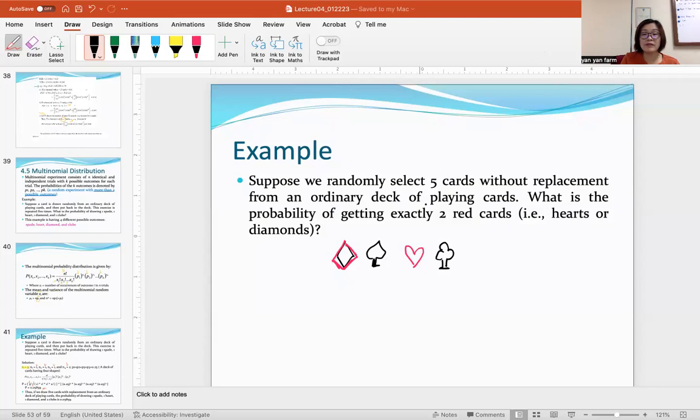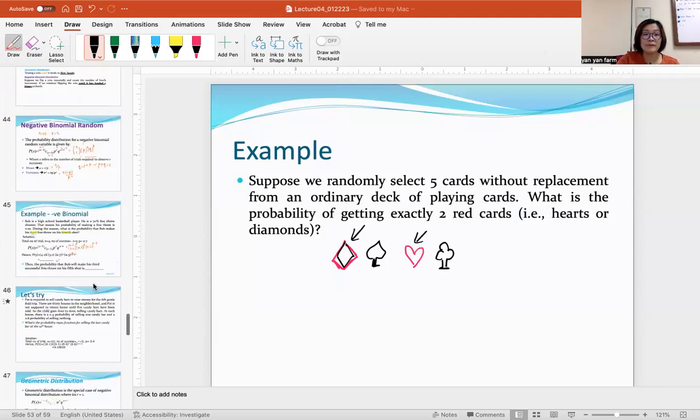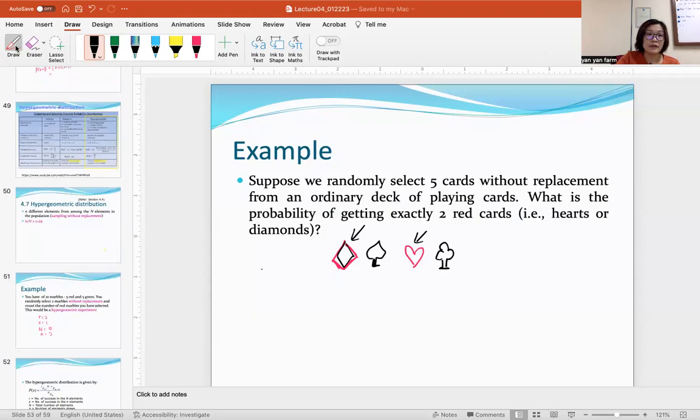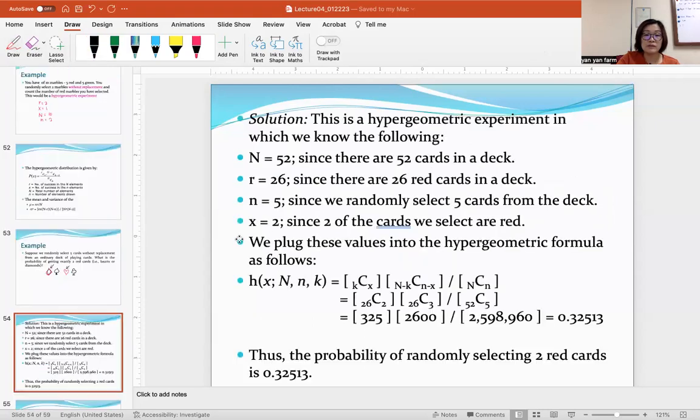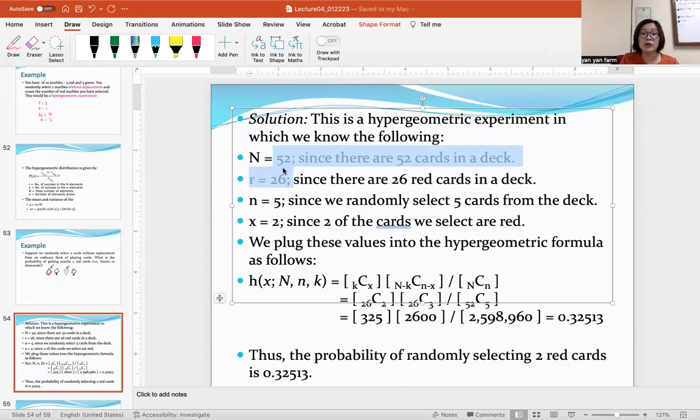So exactly two red cards. So there is a probability for us to get the diamond and the heart shape. So let's have a look at the example, the solution. In this solution, we know that our N is 52. In the playing cards, there are 52 cards. And among all the 52 cards, 26 are red cards.